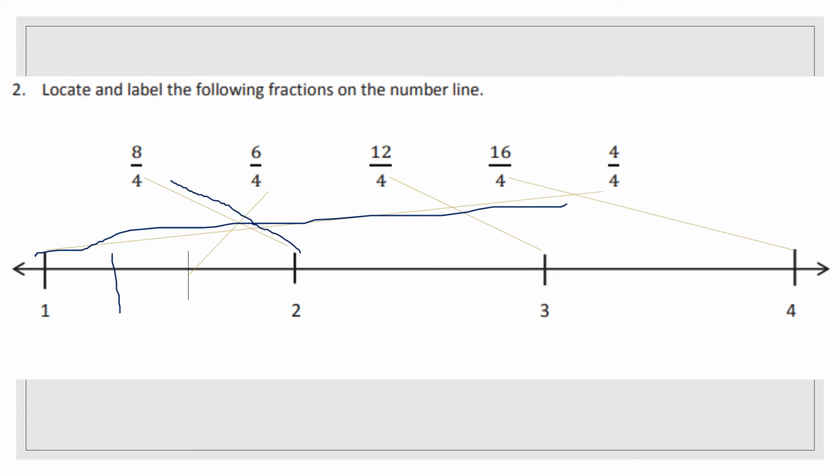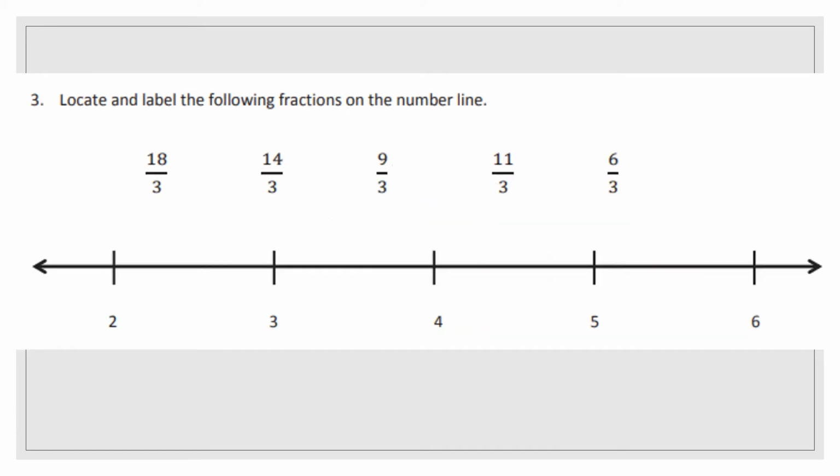Then we have our 12 fourths. We know 4 times 3 equals 12, which we've gone over as a hint, and 4 times 4 is 16. So let's go on to our next problem. As you can see, it is still the same thing.